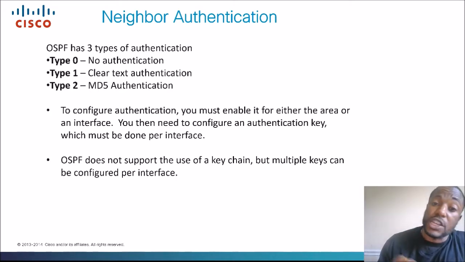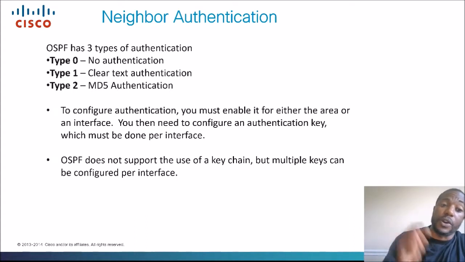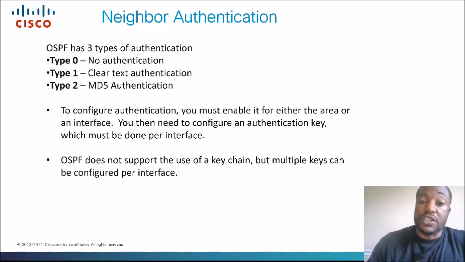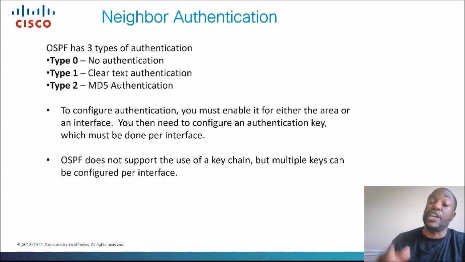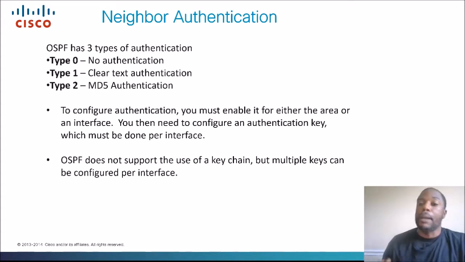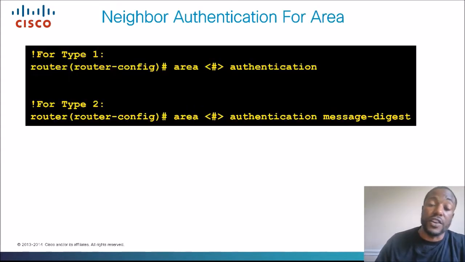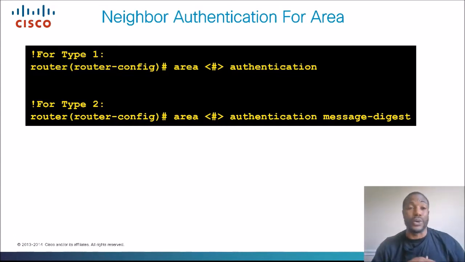To configure authentication, you must enable it for either the area or interface. You then need to configure an authentication key, which must be done per interface, which we just mentioned. And OSPF does not support the use of a keychain like EIGRP, but multiple keys can be configured per interface. These are the configuration commands. Let's race through this because you're going to see it in Boson NetSim anyway.